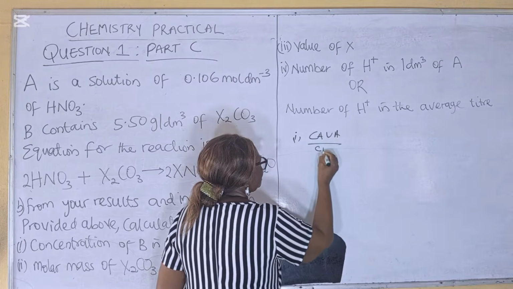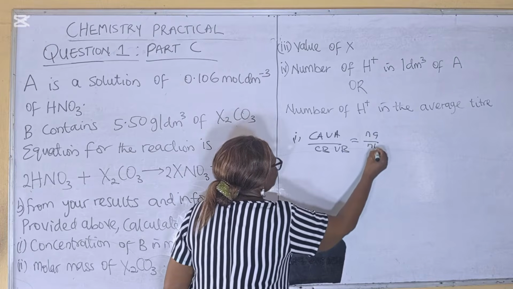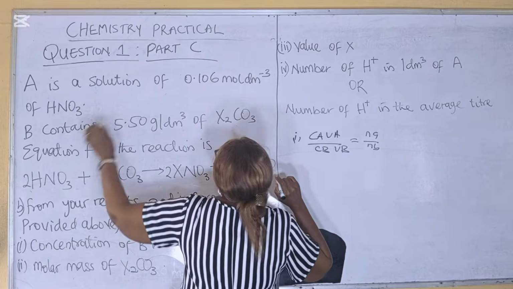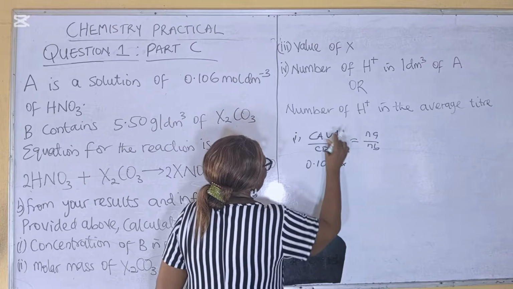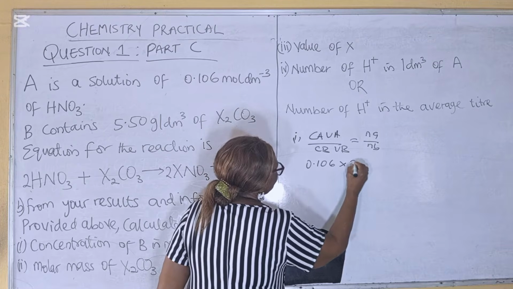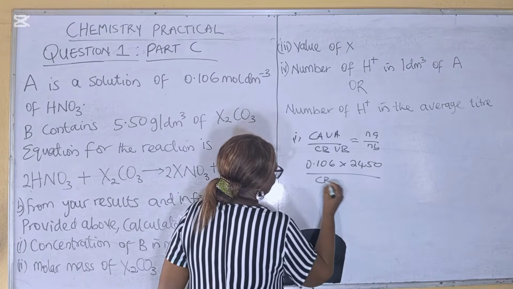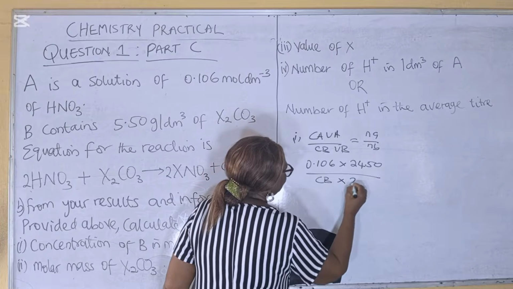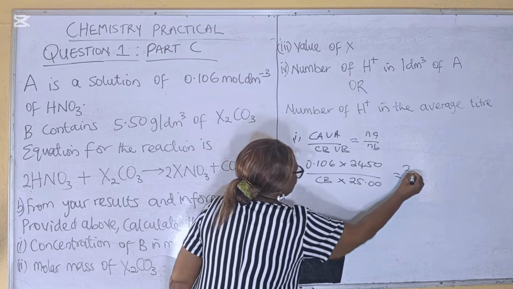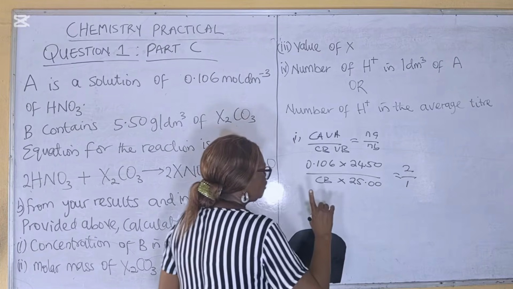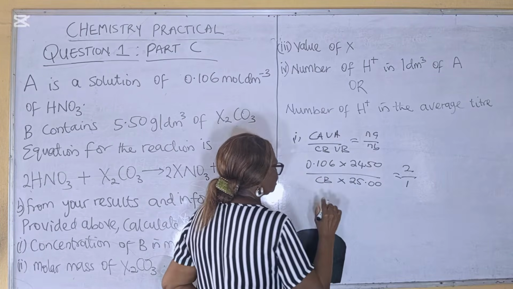CAVA over CBVB equals NA over NB. Our CA is given as 0.106. VA is your average titre, 24.50. CB, as usual, we are looking for, and VB is 25.00. NA is 2 and NB is 1. For doing this, 2 marks: 1 mark for the mole ratio, 1 mark for correct substitution.